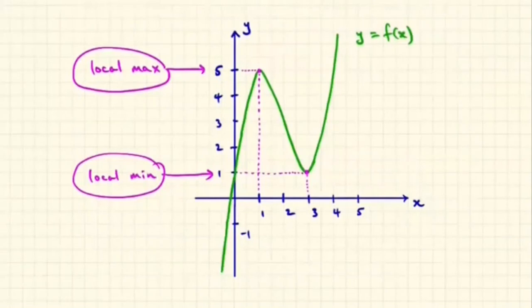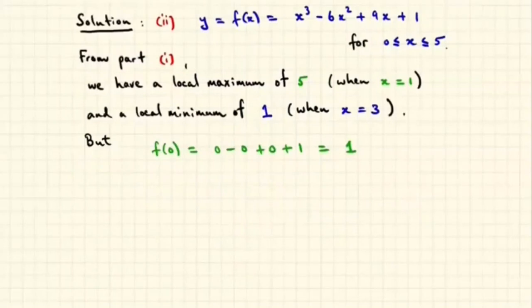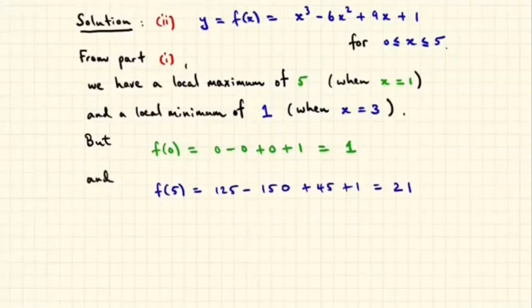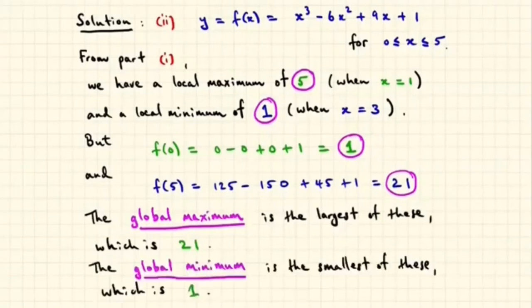to the right. So we evaluate the function at the left-hand endpoint of the interval, x equals 0, and get the value 1, and at the right-hand endpoint, x equals 5, and get the value 21. We can now compare the full values 5, 1, 1, and 21. The global maximum is just the largest of these, which is 21. And the global minimum is the smallest, which is 1. This solves the second part of our problem.